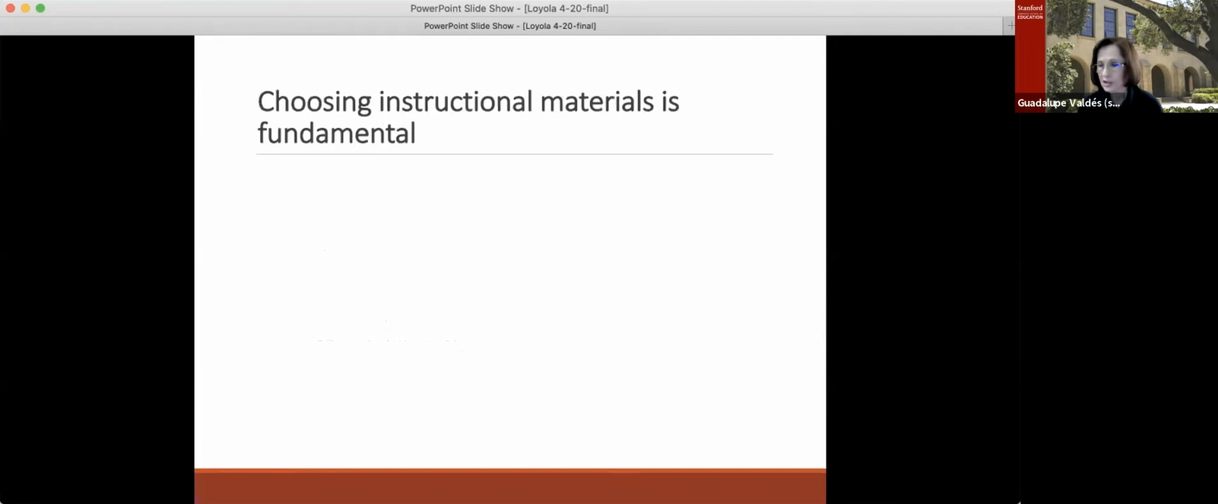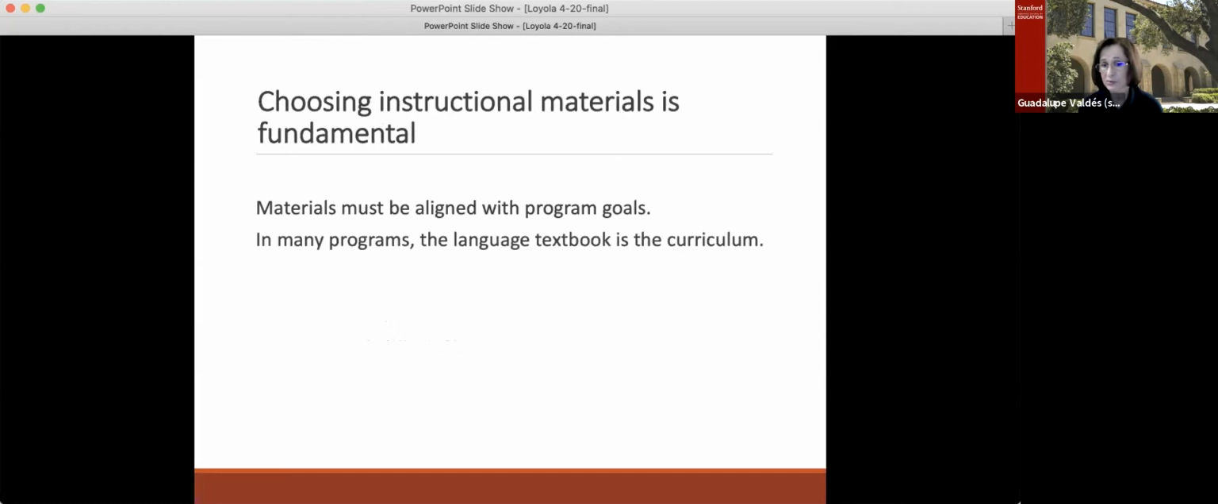So choosing instructional materials for whatever we decide is the goal of our language program is always fundamental. In theory, materials must be aligned with program goals. And in many programs, the language textbook is the whole curriculum. Right? So if you happen to be in an ESL program, for example, you'll be handed an ESL book, and that becomes the curriculum. But the choice of materials in schools is often very much more complicated.